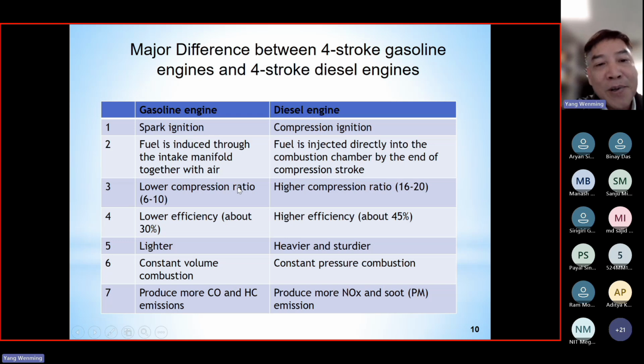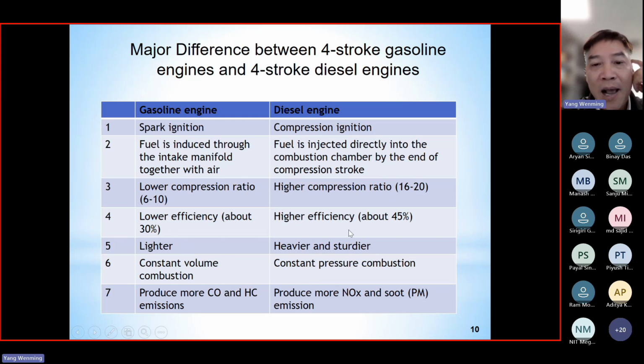And so the major difference is the compression ratio. Basically, gas engines have a lower compression ratio, from 6 to 10. However, diesel engines have a higher compression ratio, from 16 to more than 20. Gas engines basically have lower efficiency, only about 30%. Diesel engines have a higher efficiency, usually about 45%. But for marine engines, for the low-speed engines, the efficiency can be as high as 53%.